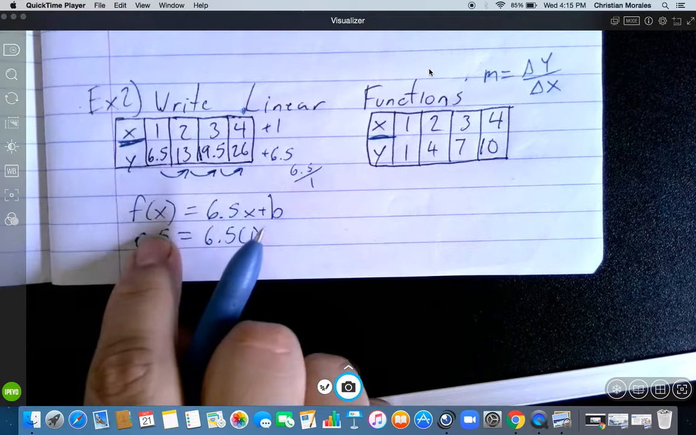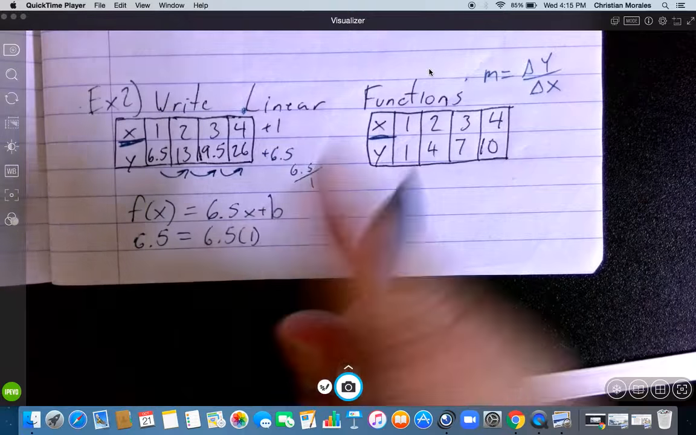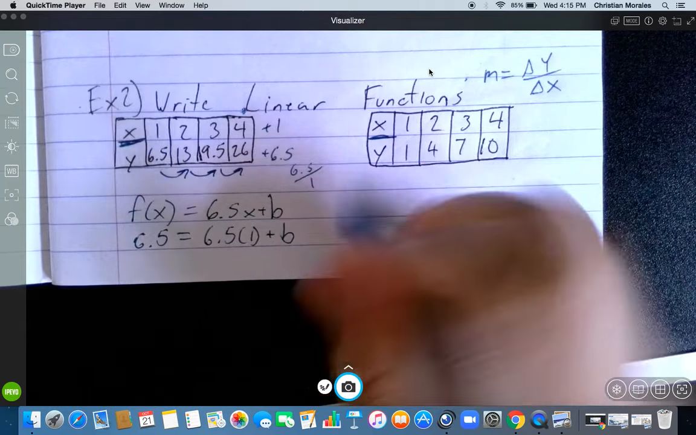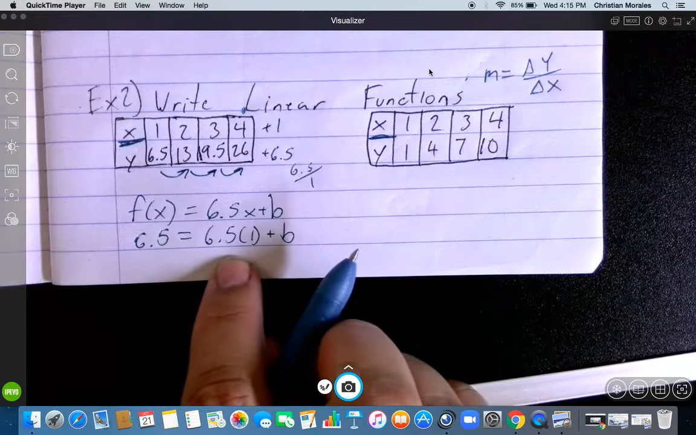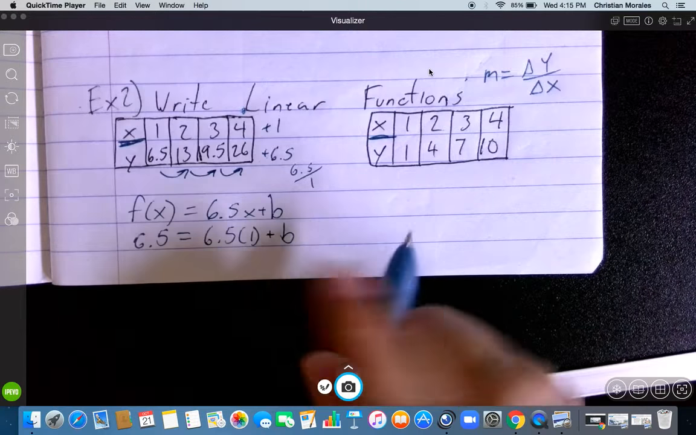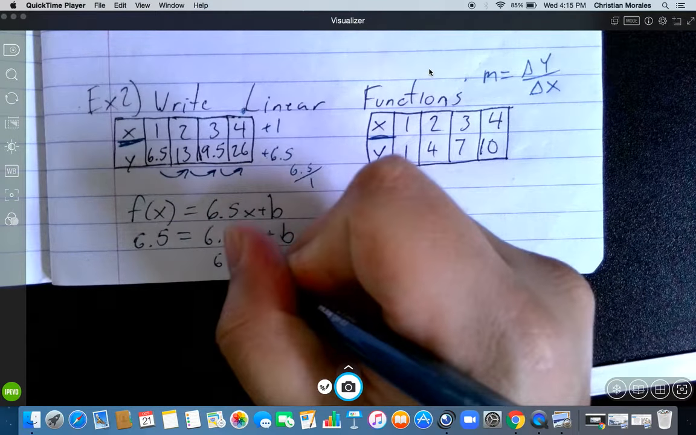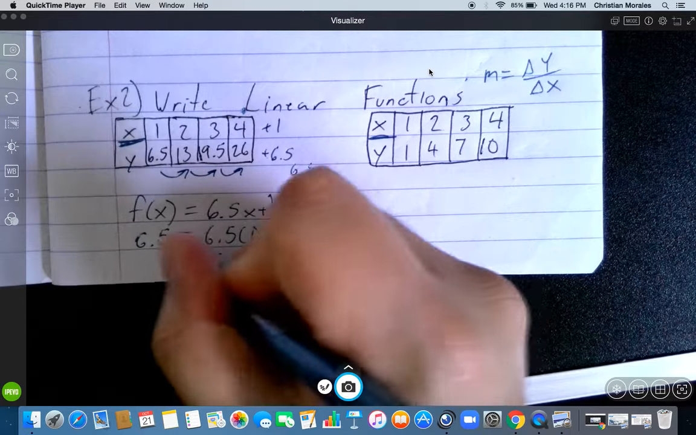Because this is where the y would be. Okay, and we're trying to solve for b. What's the first thing you do? You multiply 6.5 times 1. 6.5 times 1 is 6.5 plus b.